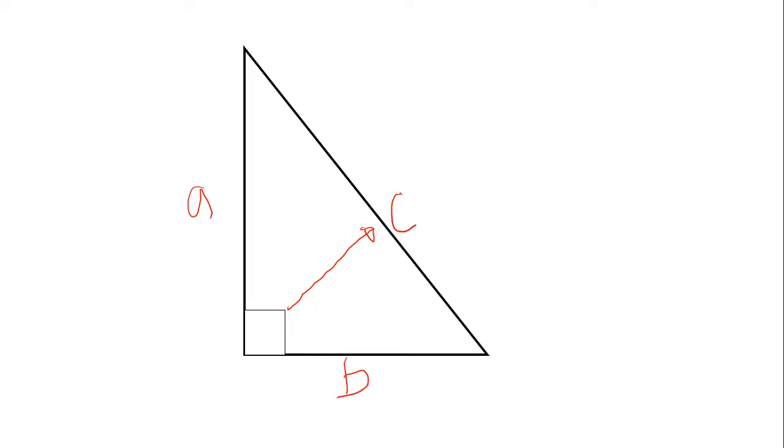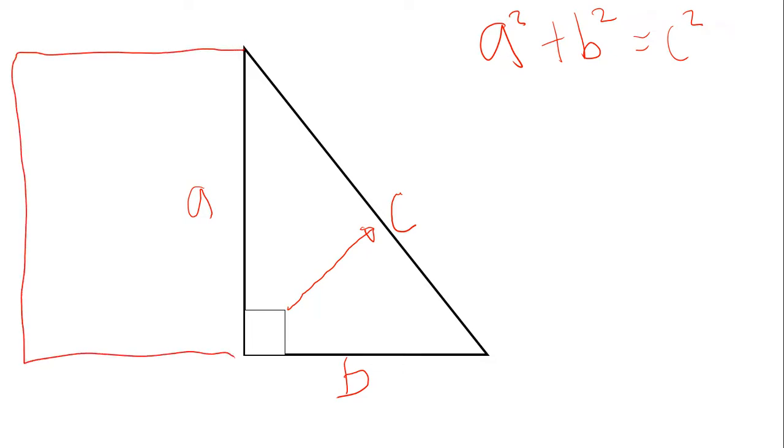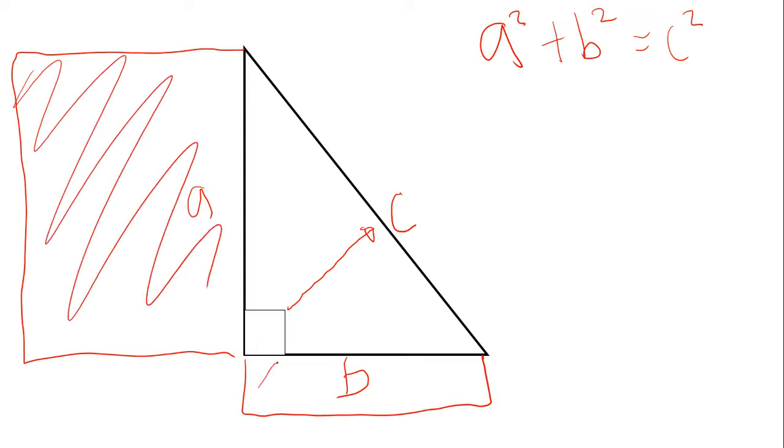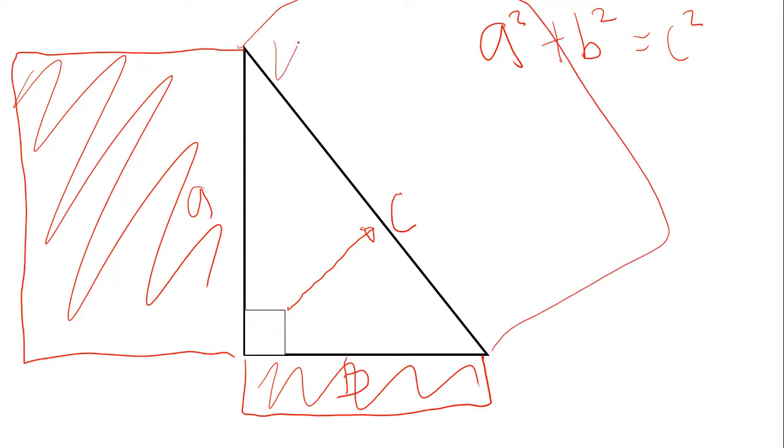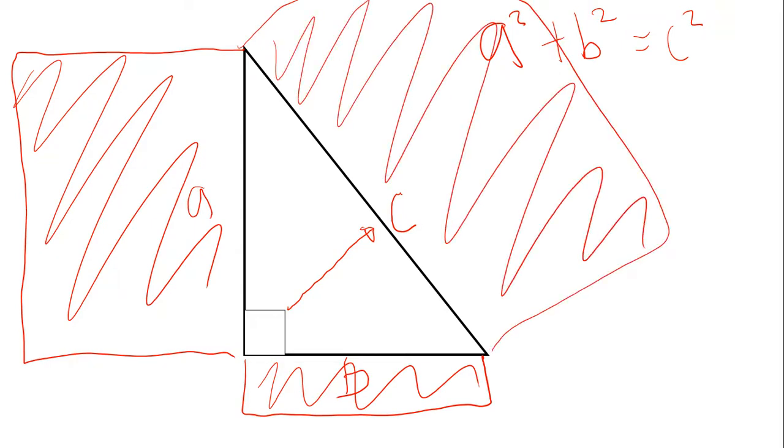Now his theorem that he came up with was A squared plus B squared equals C squared. And what does that look like? That's saying that if I was to make a square from this side A, pretend this is a square, and make a square from this side B, we're also pretending that is a square, then side A squared plus side B squared actually equals the square of side C. That's his theorem. A squared plus B squared equals C squared.